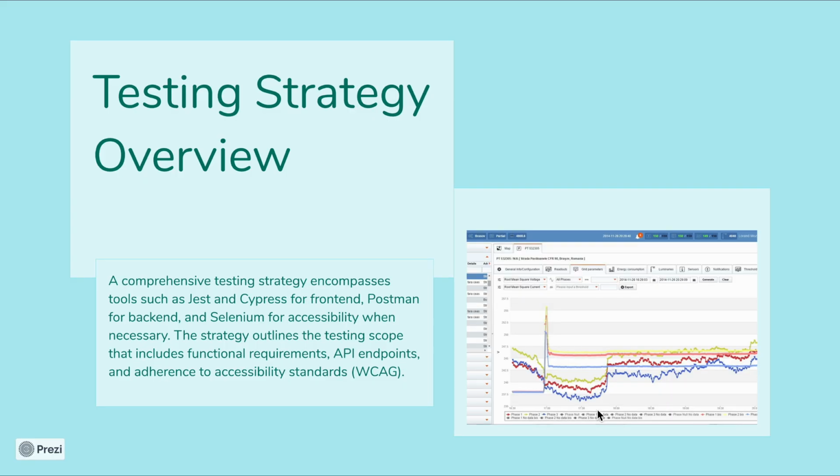Testing strategies overview. Our testing strategy is led by Bhavya and includes tools like Jest and Cypress for front-end, Postman for API testing, and Selenium if we require additional end-to-end testing. We'll test against functional requirements, accessibility standards, and regression risks. Testing types include unit, functional, smoke, and accessibility testing performed continuously during and after sprints.